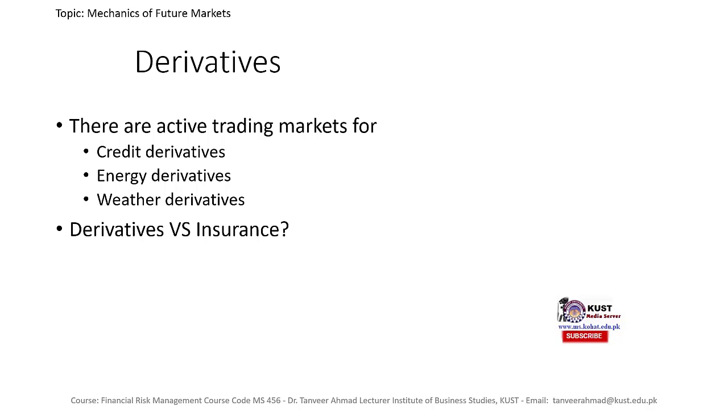Now, insurance is basically used for high risk but low probability events, for example, flood, earthquake, or fire in a factory.